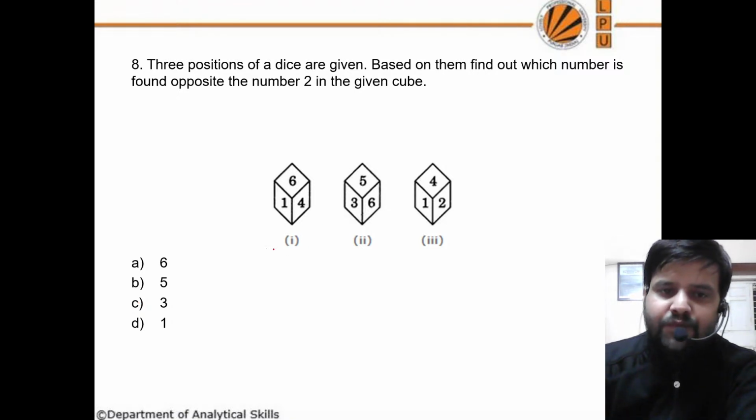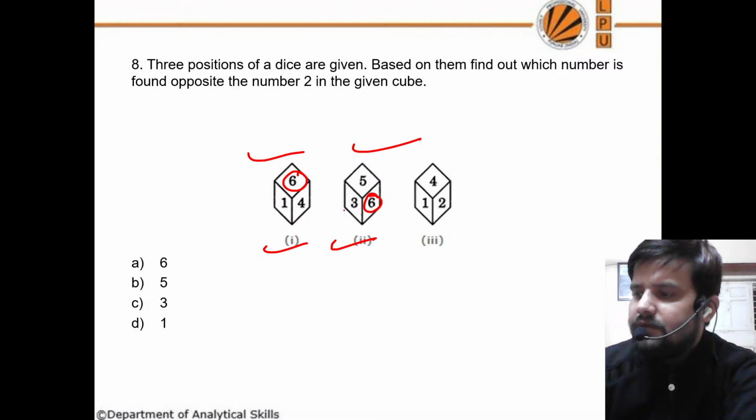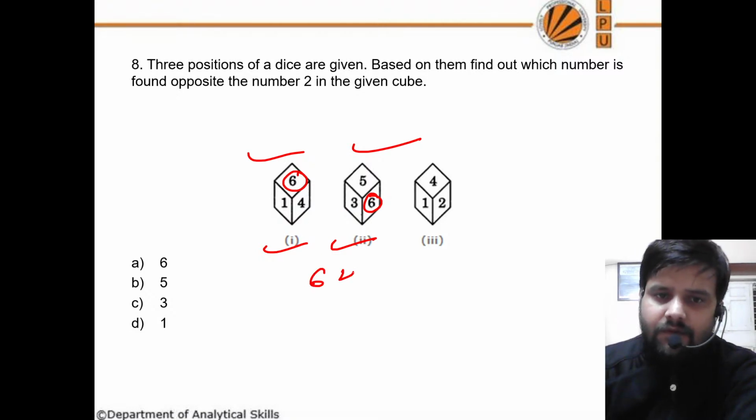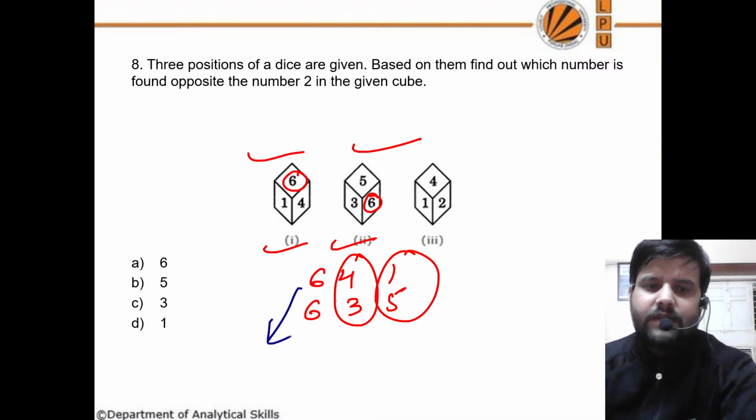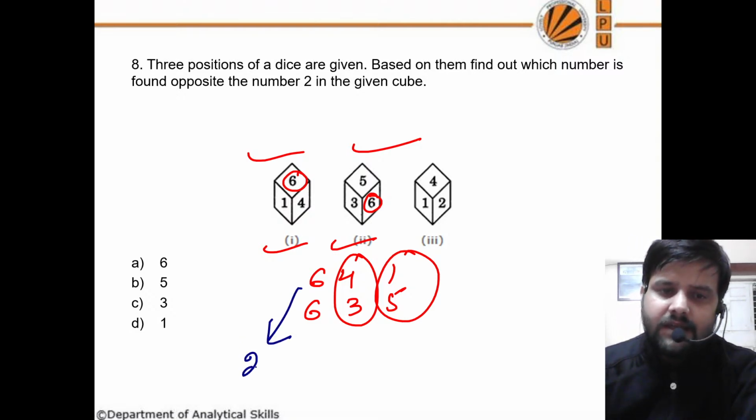Let's verify it. Pick any two images. If you observe these two images, how many numbers are common between them? In these two, is there anything common? 6 is common in the first and second image, and 1, 4, 5, 3 are different. So you can solve this question using two images only. So 6, 4 and 1 clockwise, and 6, 3 and 5 clockwise. So 1 will be opposite to 5, 4 will be opposite to 3, and whatever is left will be opposite to 6. So the left number is, I think, 2.